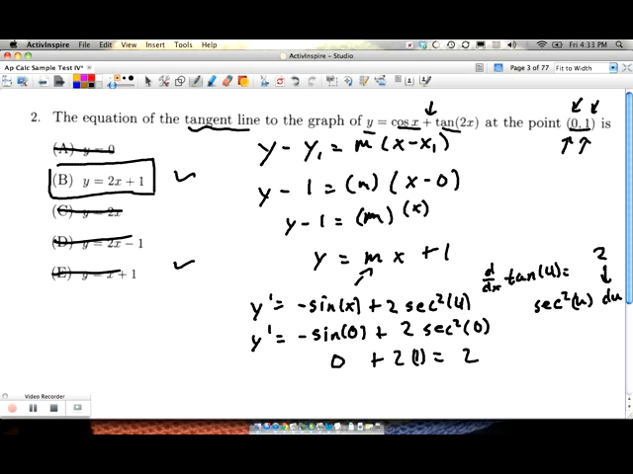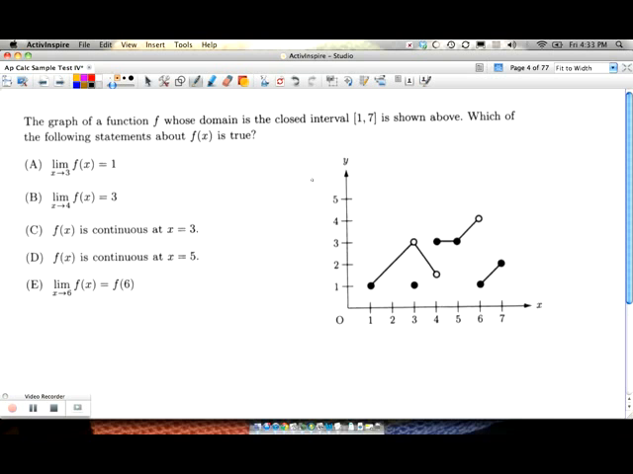Number 3. The graph of the function f, whose domain is the closed interval [1, 7], is shown above. It's actually shown down here. Which of the following statements about f of x is true? The limit as x approaches 3 of f of x equals 1. So as I'm going to 3, the limit is 1. It's f of 3 equals 1.